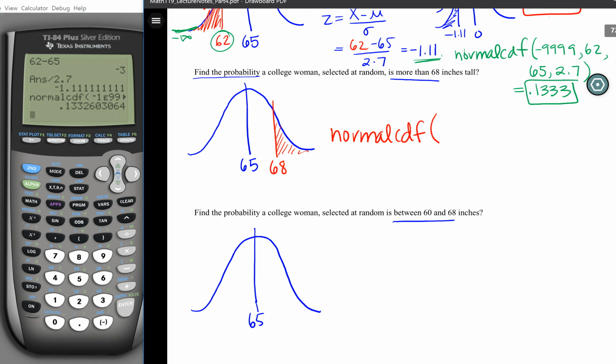In this case, the lower bound on what we were interested in is that 68. Upper bound, there is none. It keeps going forever and ever and ever that way. So we'll use a crap ton of 9s to make sure that that's clear. And by the way, this crap ton of 9s is totally relative to what your mean is.